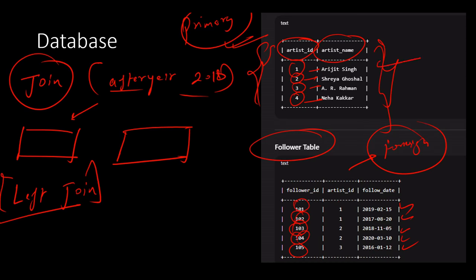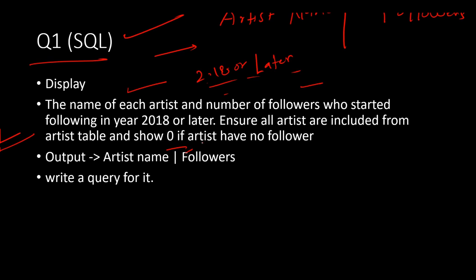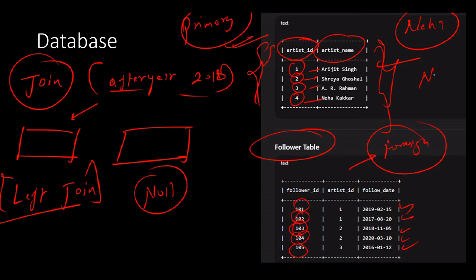Suppose there is an artist called Neha Kakkar, and she does not have any follower after 2018 or later. This can be one condition they have given, because we need to show 0, so there could be a null value also. Then we need to replace that null value with 0.